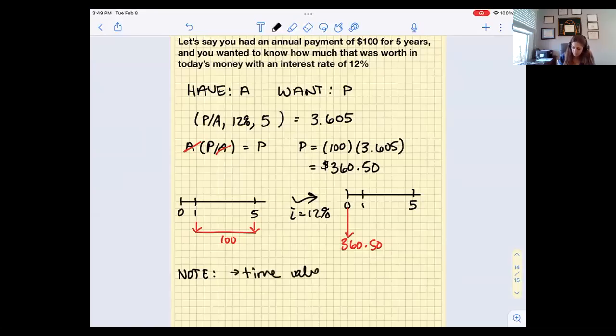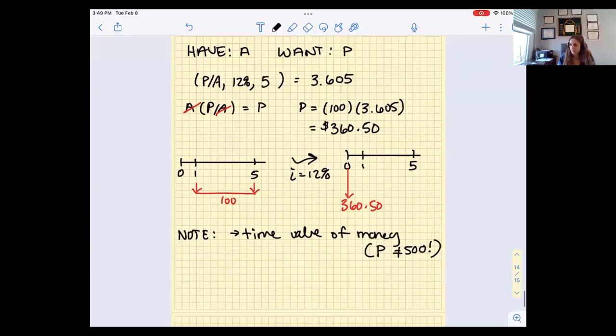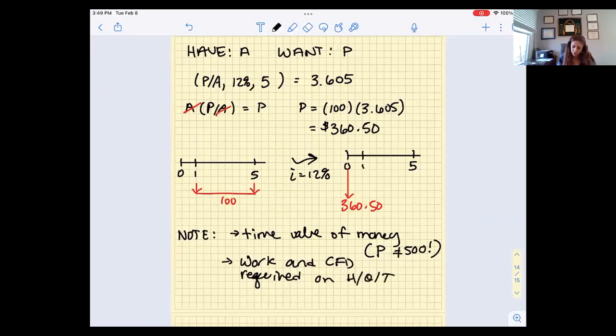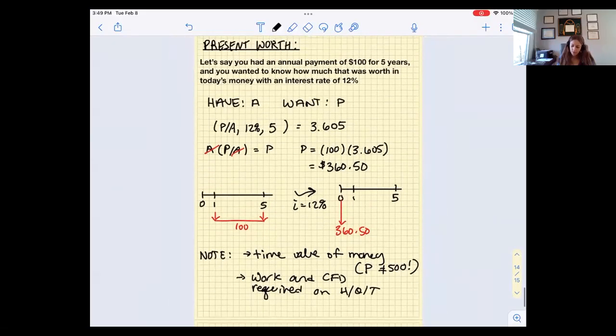So time value of money, P does not equal 500. And just to remind you, the work and the cash flow diagram are required on your homework, quizzes, or tests. The same way I show my work in class is what I'm expecting you to show on your homework, quizzes, or tests.